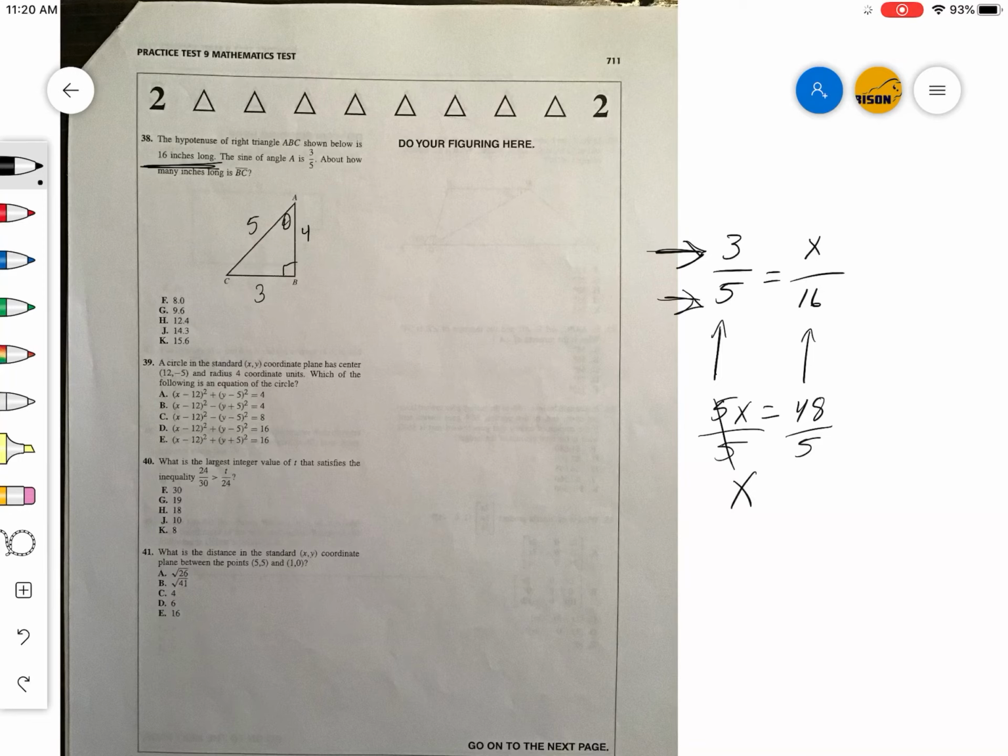Which outputs me 9.6. Okay, so that would be G for this problem.